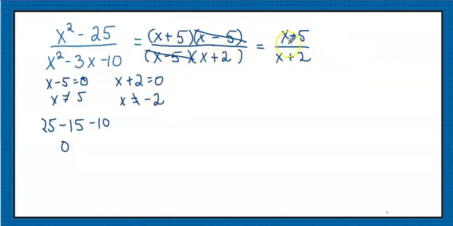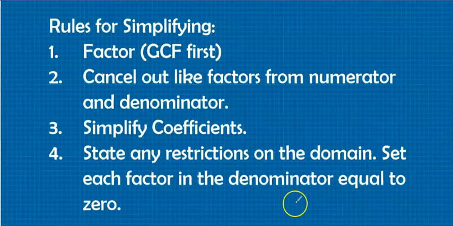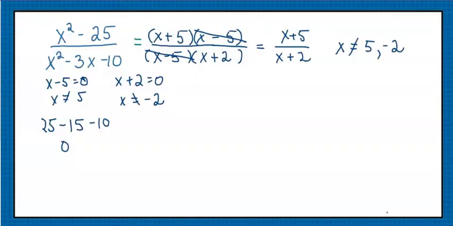So what we would say is, this is the answer, this right here equals this, but only where x does not equal 5 or -2. So these are the restrictions. This is what has to be true for this expression to equal this expression. So of course it says in our steps that, state any restrictions on the domain, set each factor in the denominator equal to 0. Okay, I'm going to speed it up a little bit.